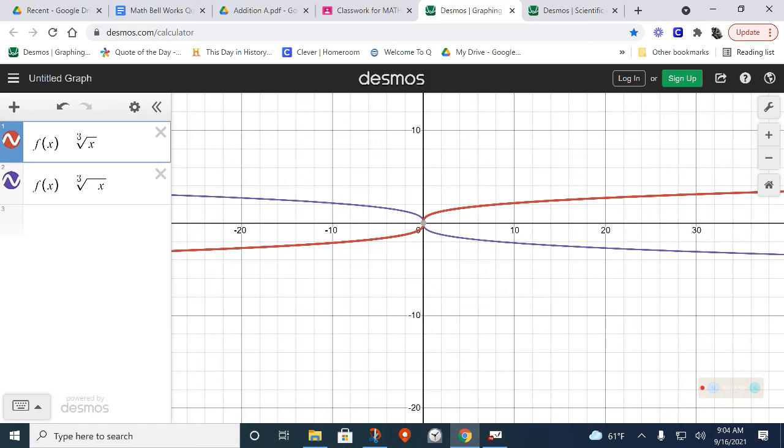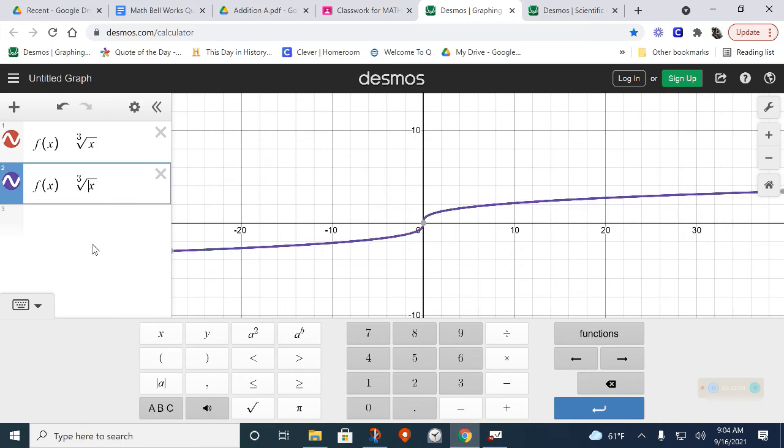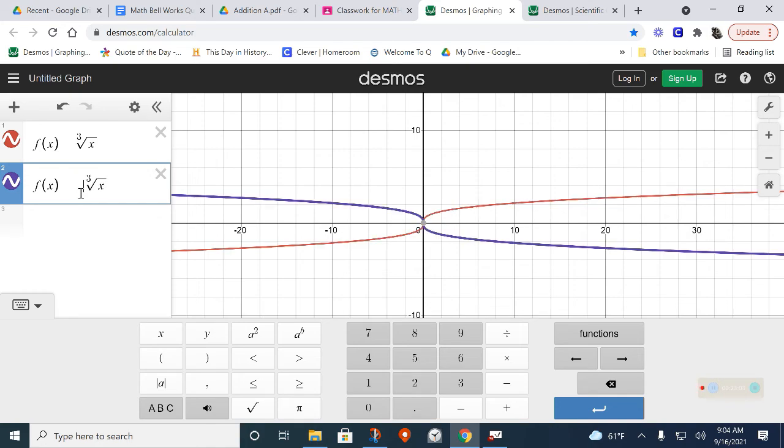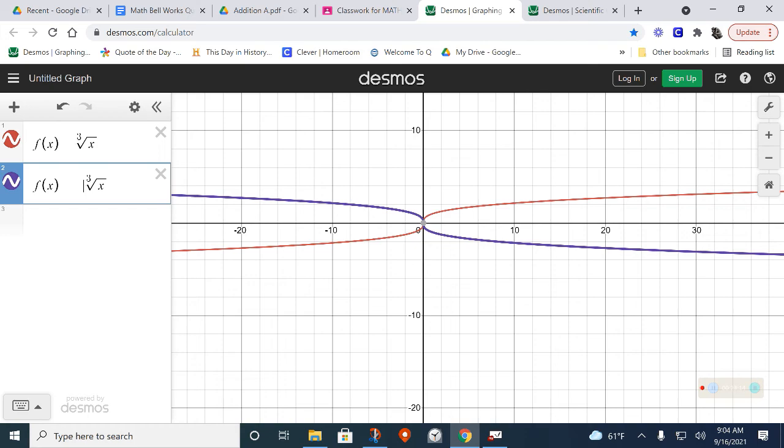If I were to put the negative, look at this child now. Look at the purple child. If I put the negative outside the radical symbol, then it's going to be a reflection over the x-axis. Look at this. It still looks the same, but in this case, it was a reflection over the x-axis. So this is the point of reflection now. This is reflected right here. This is reflected right there. We're flipping over the x-axis instead of the y-axis. It all depends on where that negative is, if it's inside the square root, the cube root, or outside the cube root.